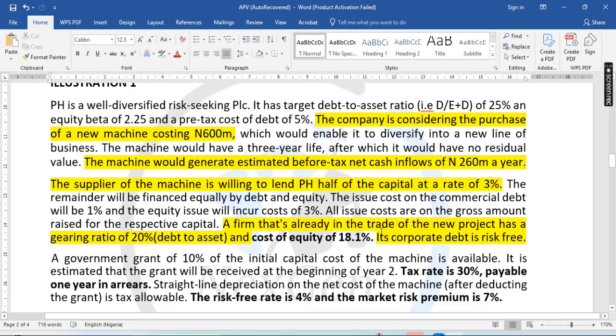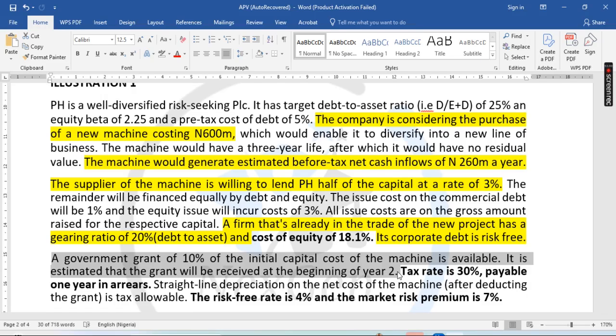This paragraph is talking about finance. The next one is the government grant. The government will give them 10% of the initial capital cost of the machine, and it is estimated that the grant will be received at the beginning of year 2. Can you see it? The grant will be received at the beginning of year 2, which will be at the end of year 1. Because when you use it at the end of year 1, it will be at the beginning of year 2. 10% of the cost.